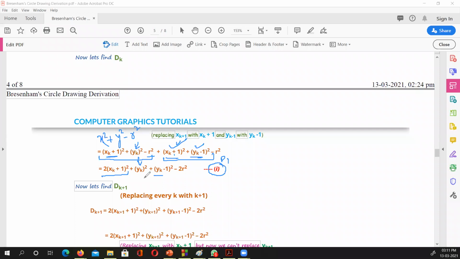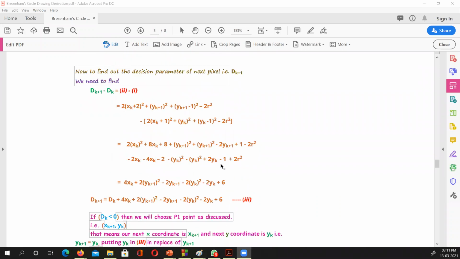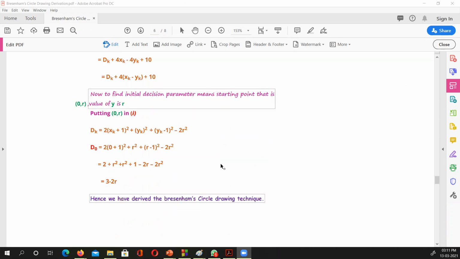And if I put in it x equals 0 and y is equal to r, it will give me the first decision variable, that's the initial decision variable d of 0. If you want to find the initial one, you put 0 and r in equation first, where xk plus 1 is twice and yk minus 1, and put xk as 0 and yk as r and solve it. 0 plus 1 whole square, 0 plus 1 is 1, 1 whole square is 1, 1 times 2 is 2, that is 2.